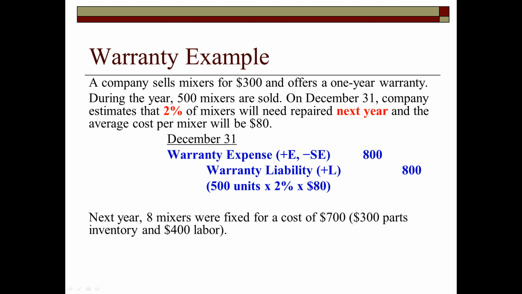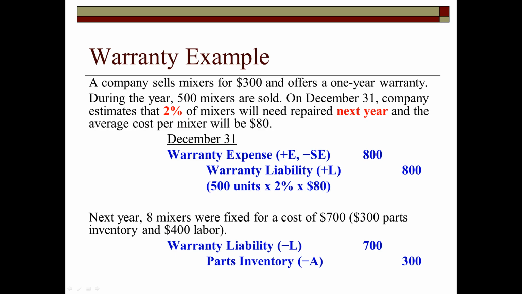Next year, 8 mixers were fixed for a cost of $700, which included $300 of parts inventory and $400 for labor. So now we have this liability sitting here, but we now have the actual repairs coming through. So we will simply apply these repairs against the liability we've already established in a prior period. We'll debit the warranty liability for $700. We're going to relieve our parts inventory for $300 because we used our own parts to make the repairs. And then for the labor, we're just going to go ahead and credit our cash because we paid $400 to our laborers to go out and make the repairs. And this would be a way we would settle the liability. Notice that we made an estimate that we thought $800 would be required, but so far we've only realized $700 of warranty repairs against that $800 liability.